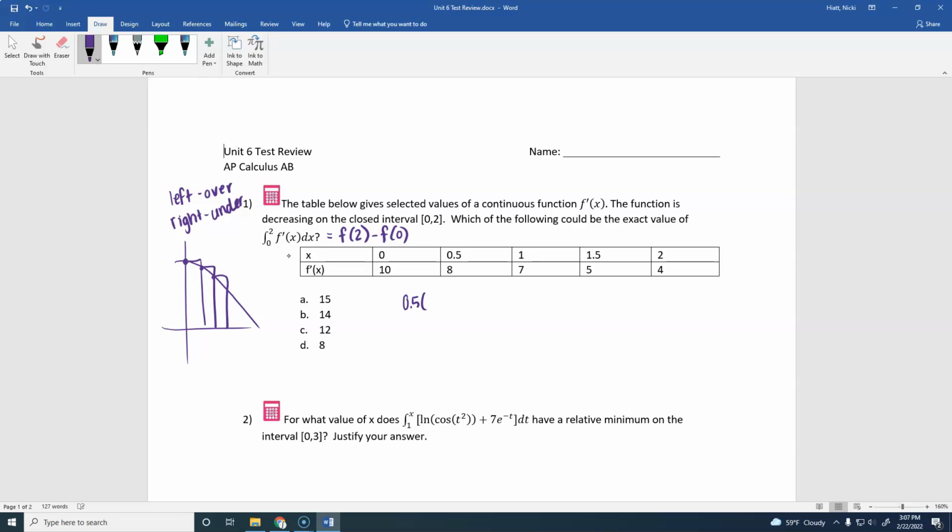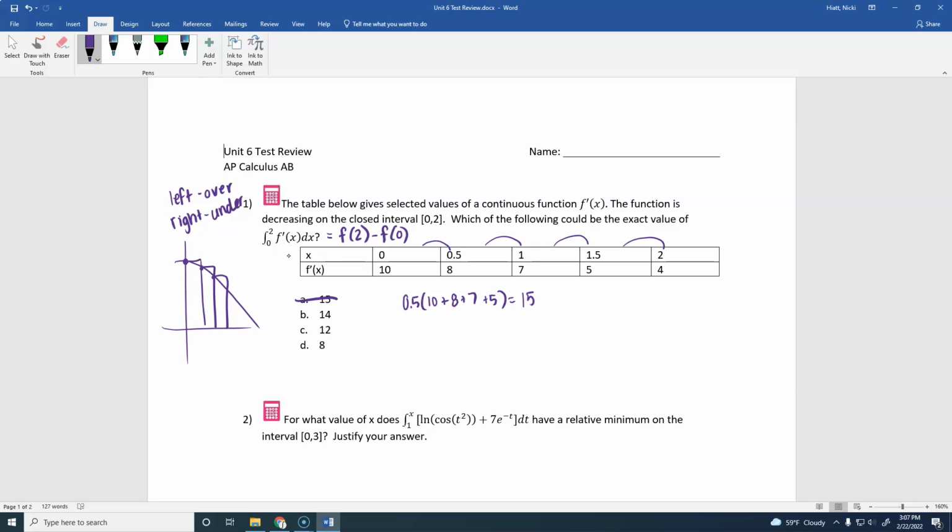If I do the left Riemann sum, I've got 0.5 times, using the left point, 10. All of these have equal subintervals, so from here to here is 0.5, that's 0.5, that's 0.5. So I'm just going to put the 0.5 out front, plus 8, plus 7, plus 5. If I did my math right, you should get 15. So that's the overestimate. It's not A.